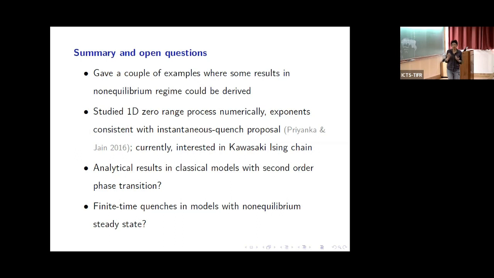And generally, of course, the question is, can we get more analytical results? Are there simpler models where one can make progress? And very generally, I'm not aware of models which have a non-equilibrium stationary state where such a problem has been addressed. The only model I'm aware of is our own work on the 1D zero-range process. So whether finite time quenches do something else if you have a non-equilibrium stationary state, I don't know. I don't have any insight into it, but it could be an interesting problem to look at. I'll stop here. Thank you.